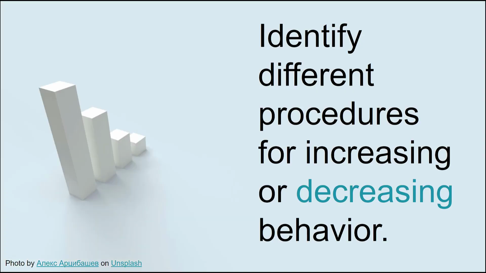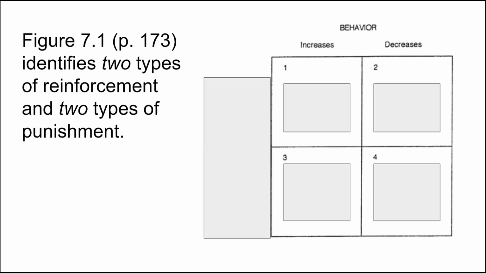What does Chapter 7 say to do to decrease a behavior? You punish it. The behavior, that is, not the rat or the child. So reinforcement increases behavior and punishment decreases behavior. But there's more. Figure 7.1 in the textbook identifies 2 types of reinforcement and 2 types of punishment. What are the 2 types of reinforcement and punishment, and what's the difference between them?